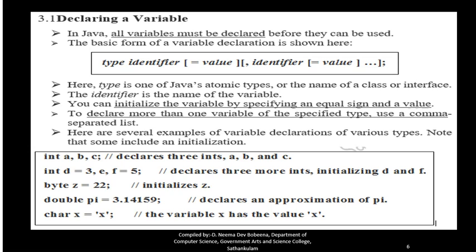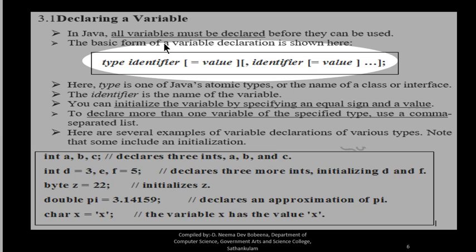Declaring a variable. In Java, all the variables which you are using must be declared before use. The basic syntax for a variable declaration is: type identifier = value, identifier = value, etc., ended by a semicolon. Here we can see some square brackets. It means that these portions are optional.